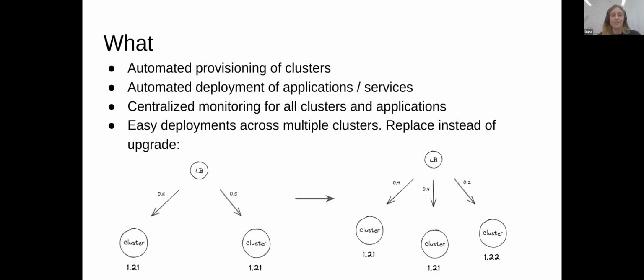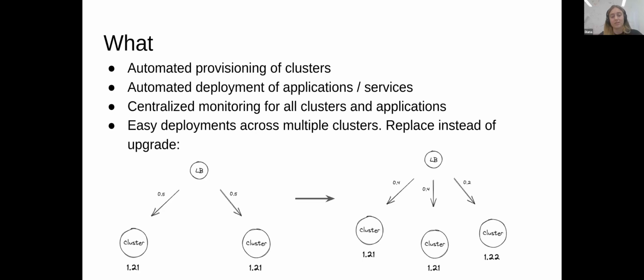What exactly do we want to achieve? We want to have automated provisioning of clusters. Because we have the clusters as code, we will have methods of actually provisioning them when we need. Then we'll have ways of automating the deployments of applications and the services on those clusters. But because we have a multi-cluster setup, we need a way to centralize the monitoring effort. But once we have this in place, we can leverage the multi-cluster approach and replace clusters instead of upgrading.